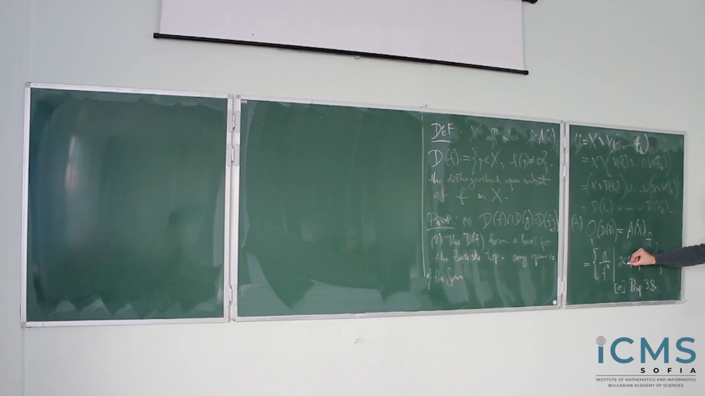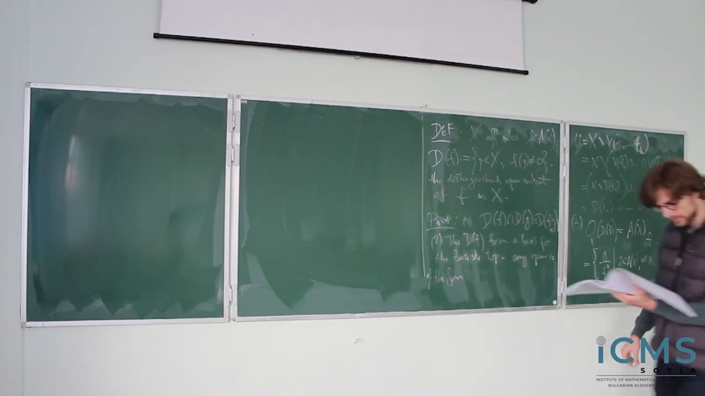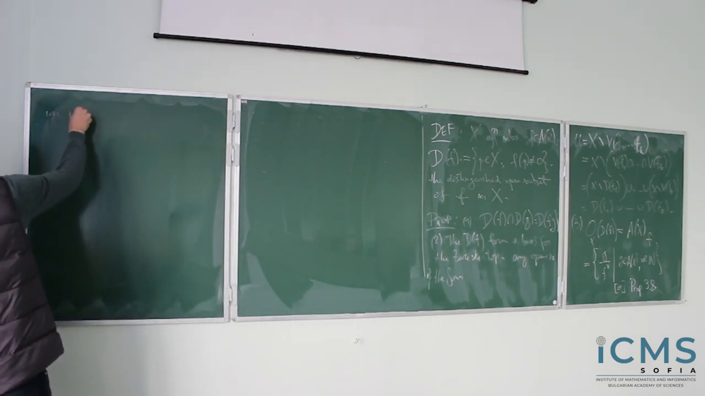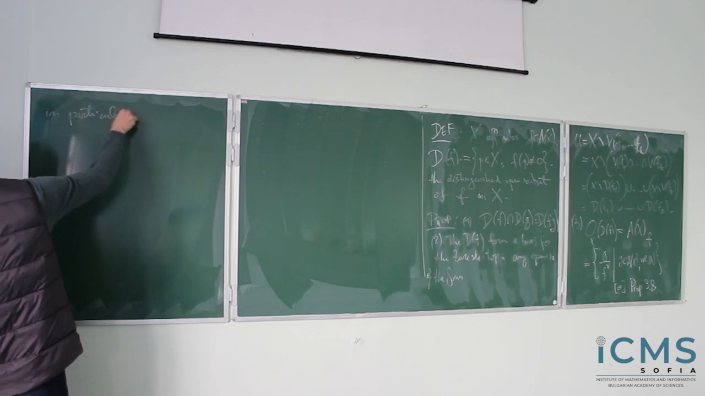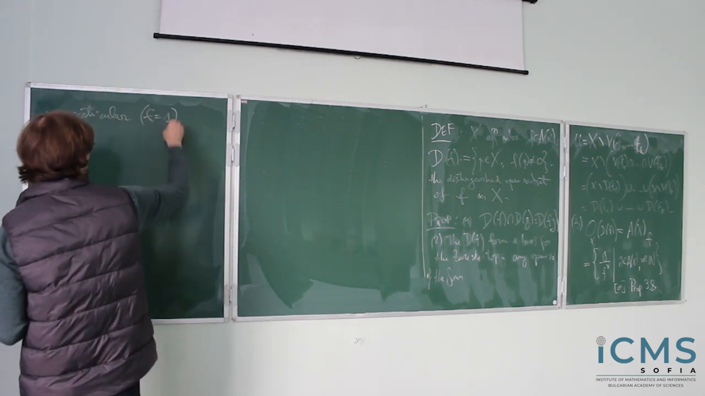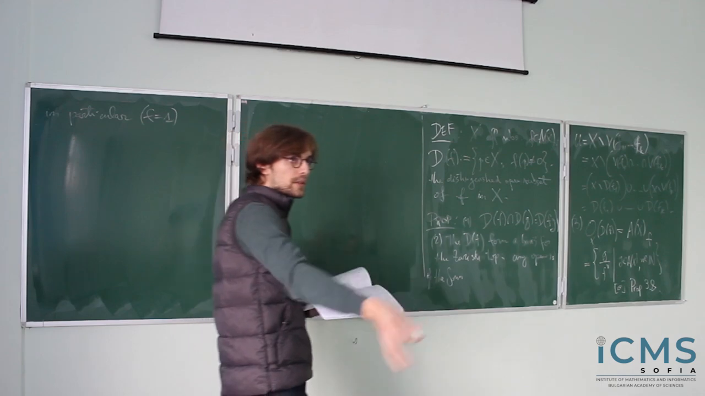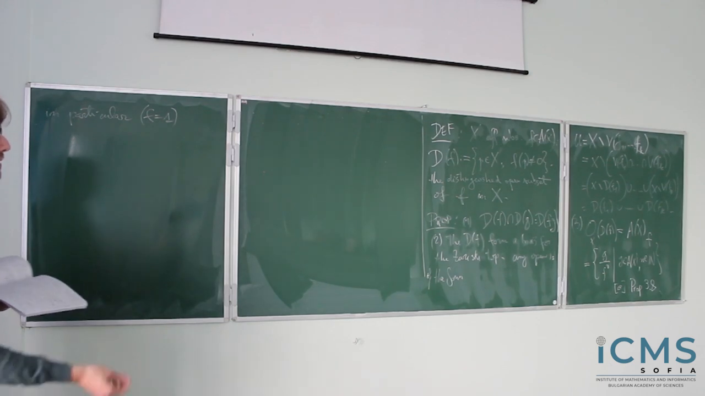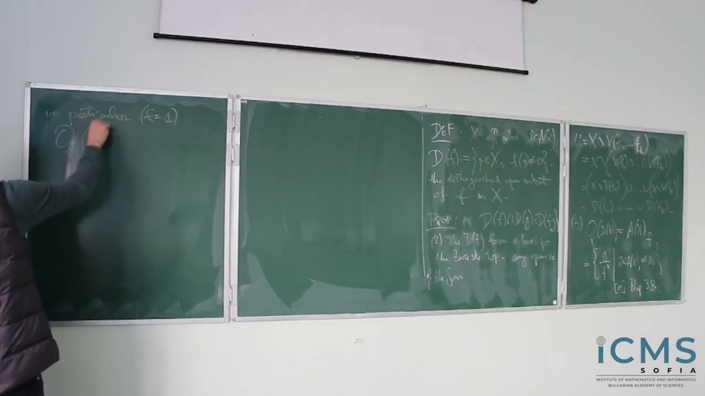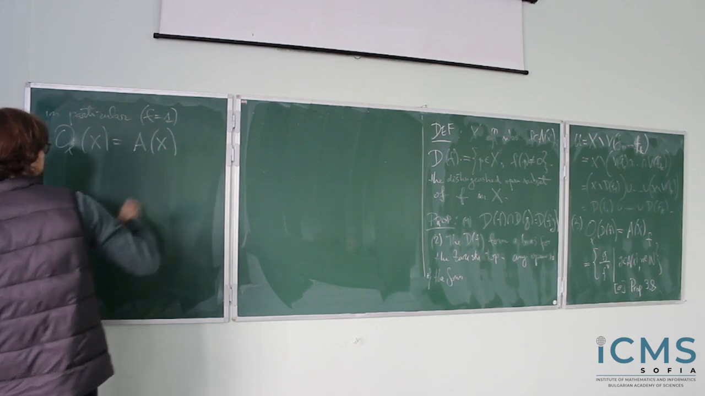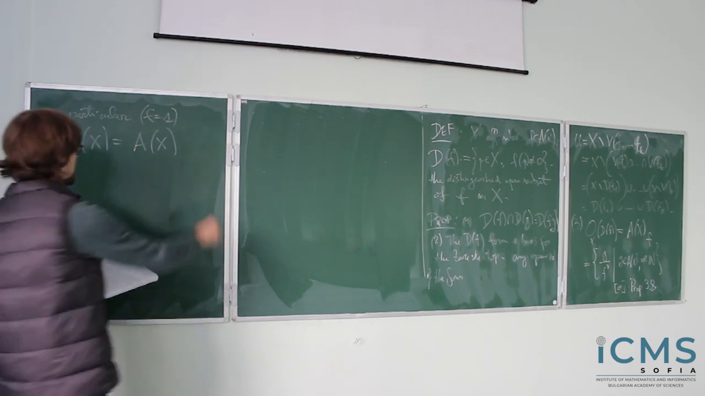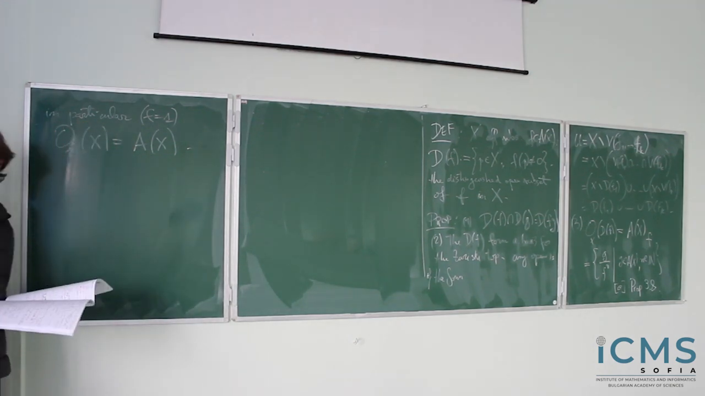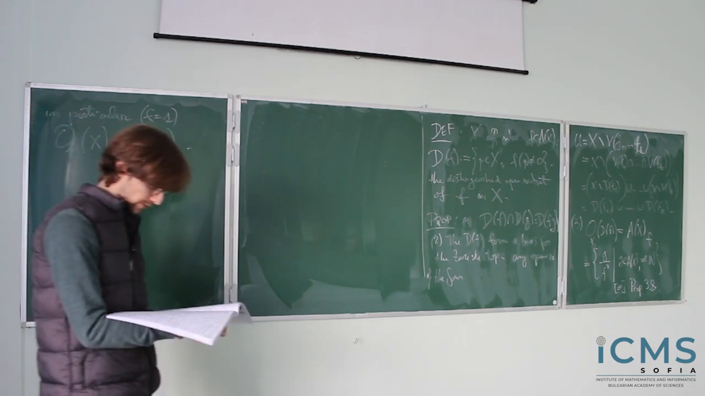So this is A(X). In particular, if I take f equal to 1, the distinguished open is just X itself. And localizing by 1 gives us the original ring. So this is just A(X). So a regular function on an affine is a polynomial function, not just a quotient of two polynomials.